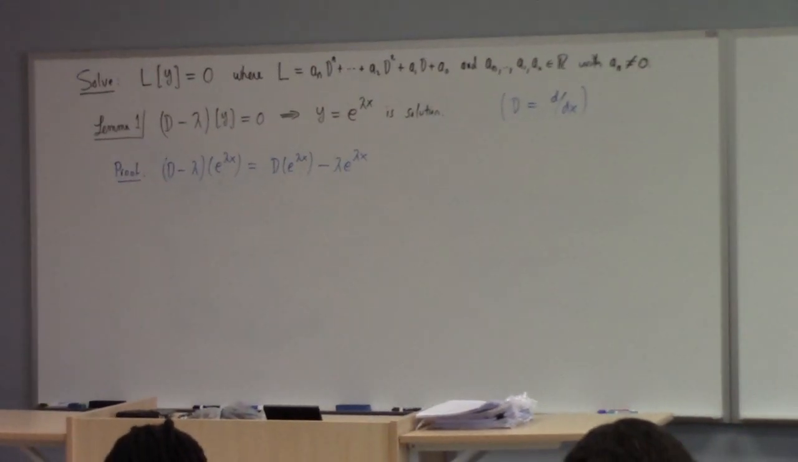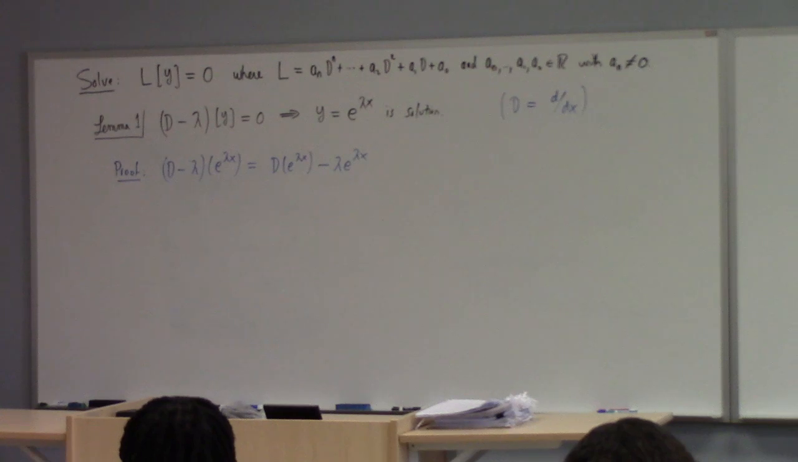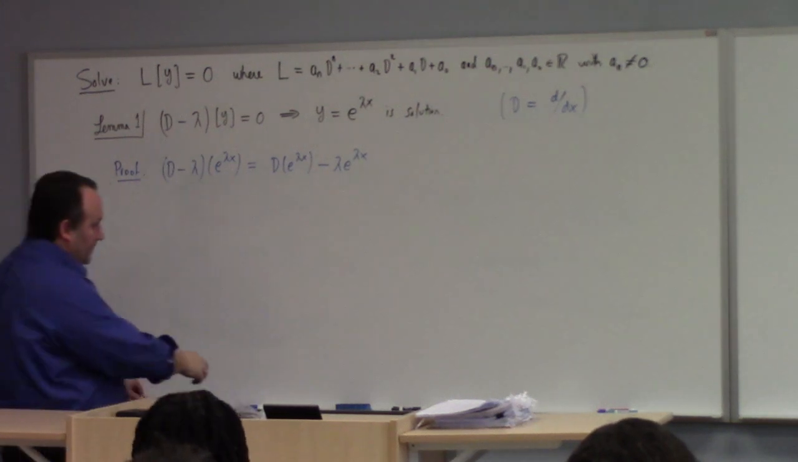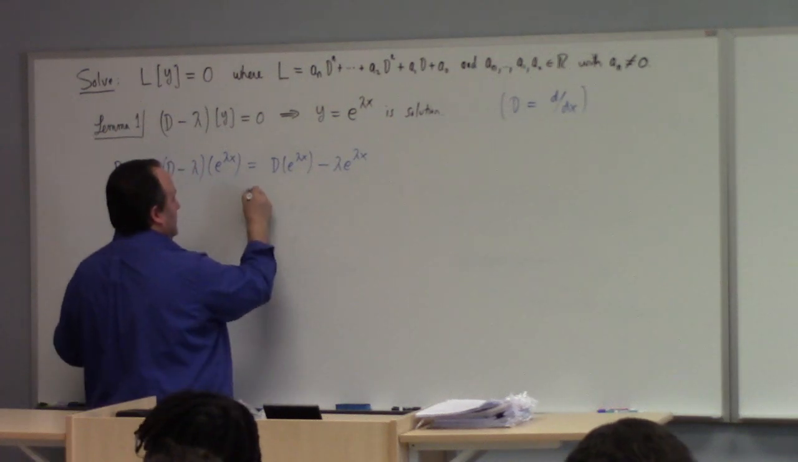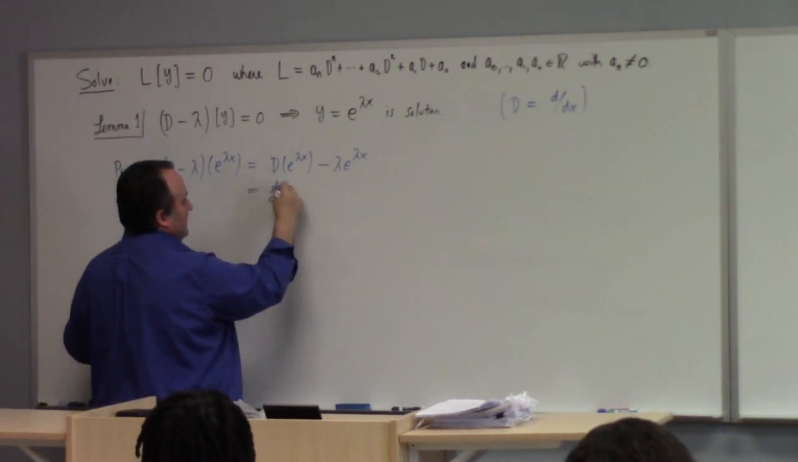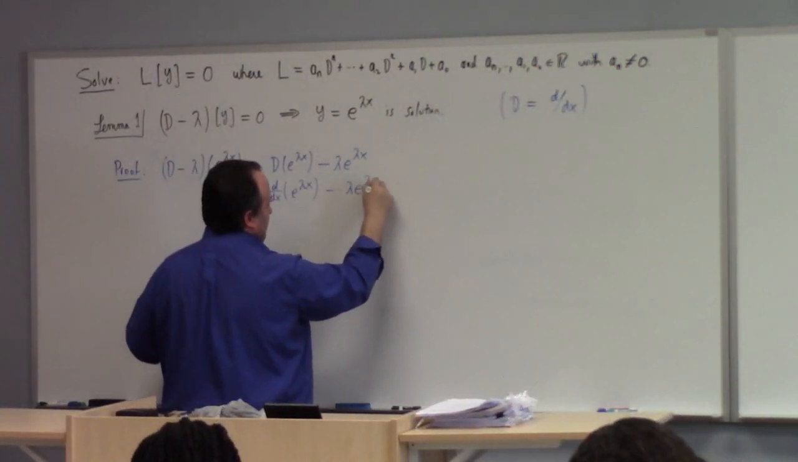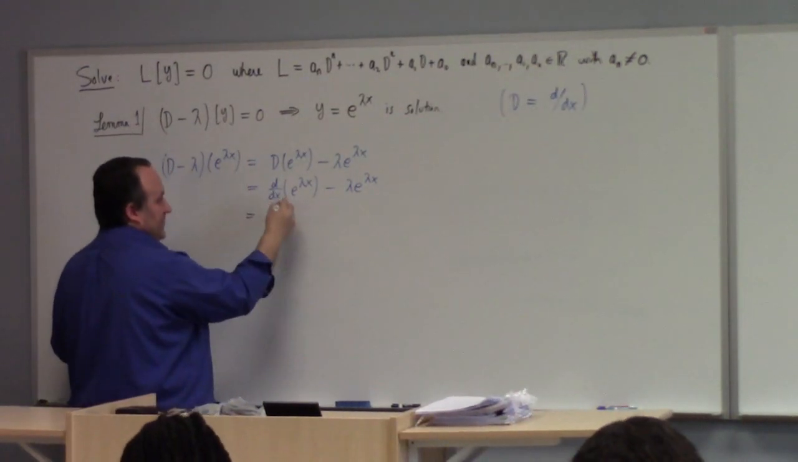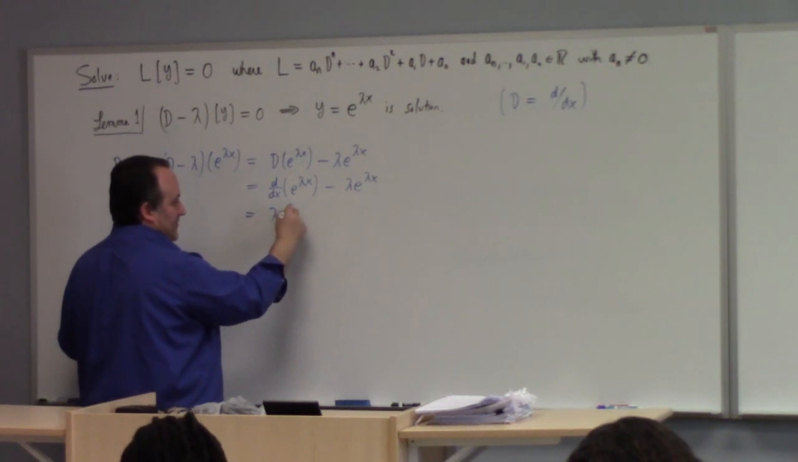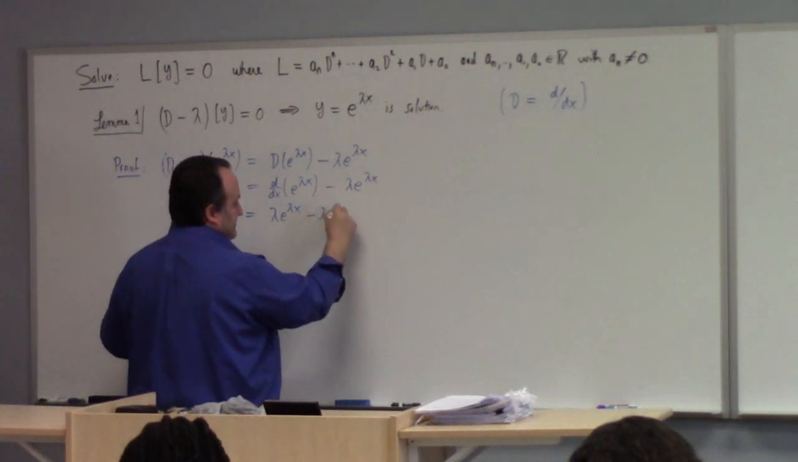I'm using this definition, you notice, because D minus lambda, what is that? Well, that's D acting on e to the lambda x minus lambda acting on e to the lambda x. But what is this? Great. Well, this is d/dx of e to the lambda x minus lambda e to the lambda x. But what is this? This is, by the chain rule, lambda e to the lambda x. And what do we got?